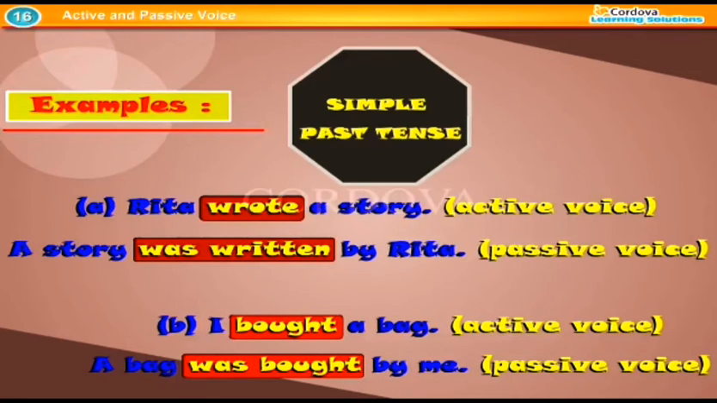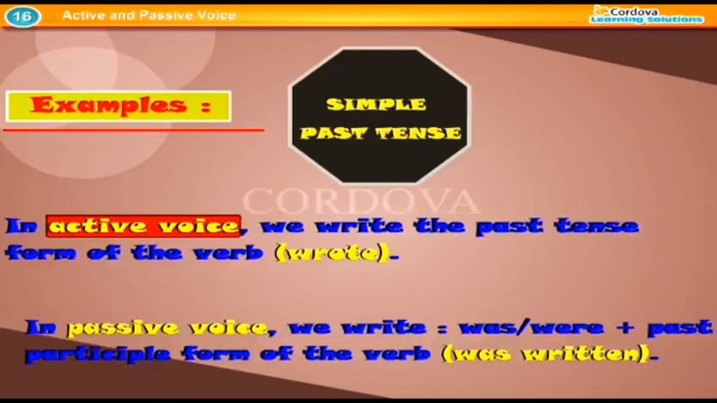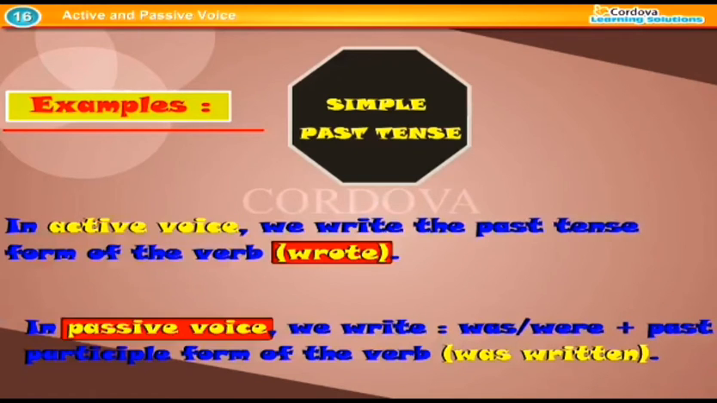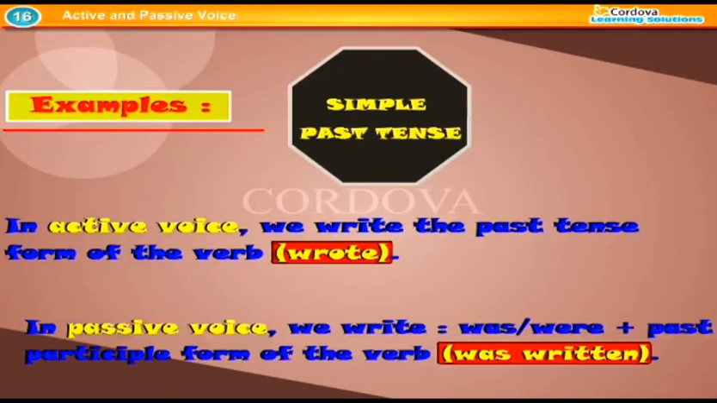Passive voice. In active voice, we write the past tense form of the verb: wrote. In passive voice, we write was, were plus the past participle form of the verb: was written.